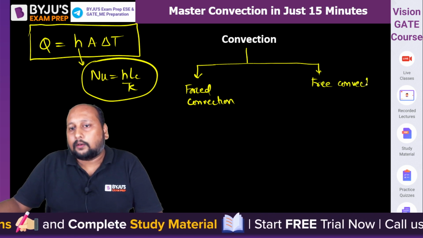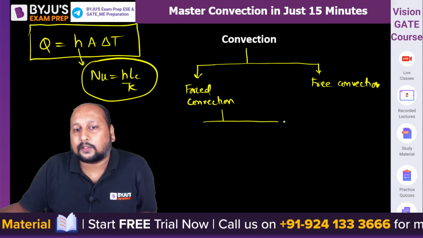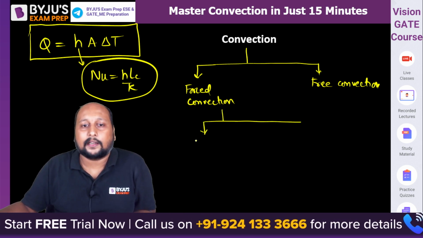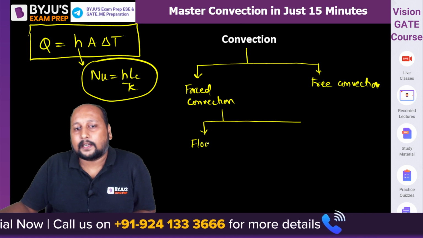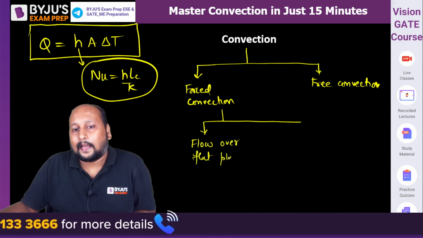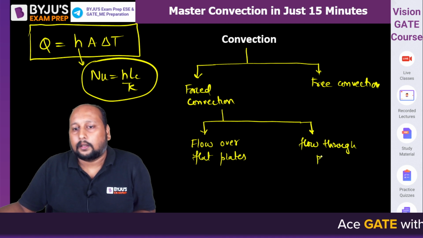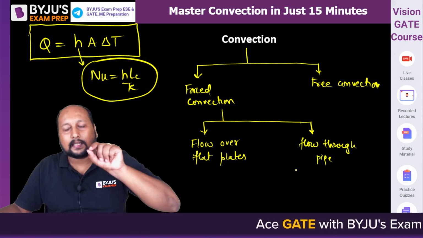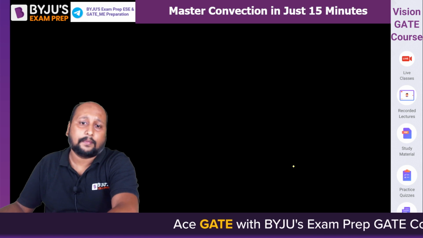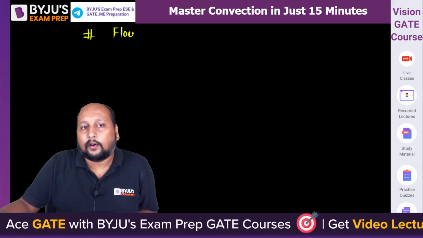Forced convection is further classified under two subcategories, that is flow over flat plates and flow through pipe. We'll be discussing each and every case in under 15 minutes so that we can have complete knowledge. So let us talk about the first segment, that is flow over flat plates.